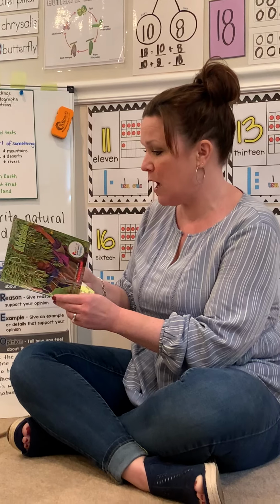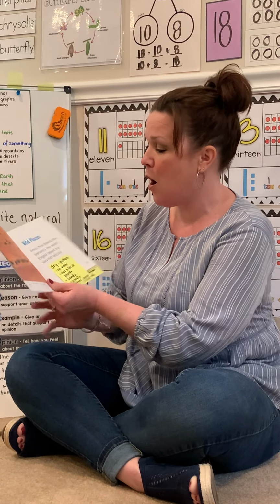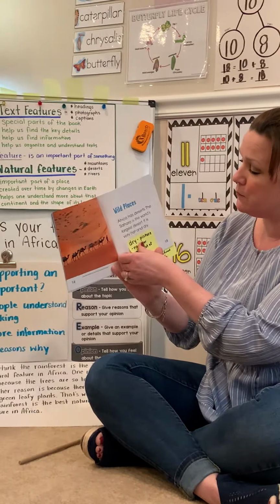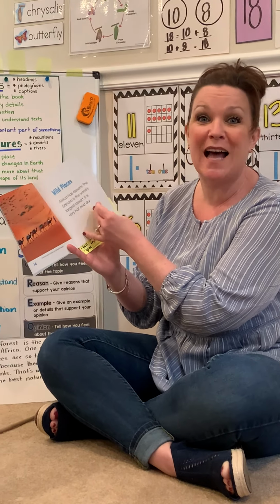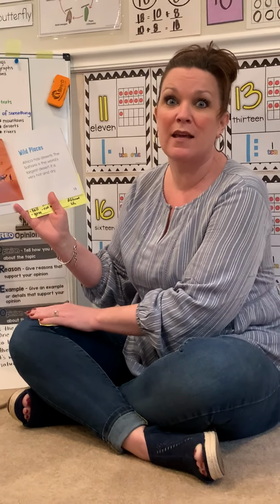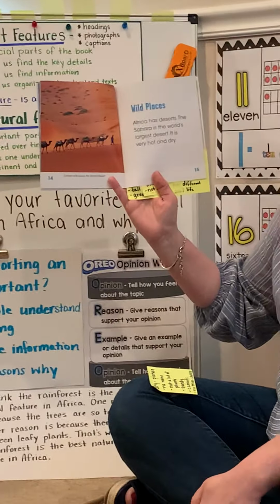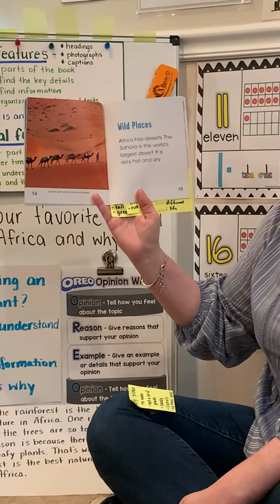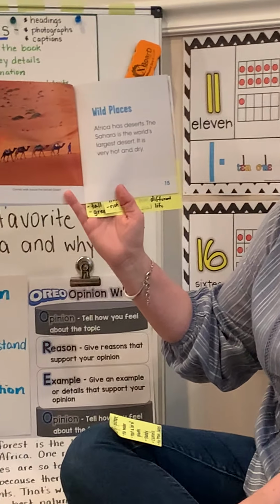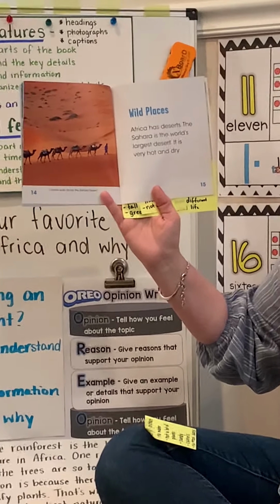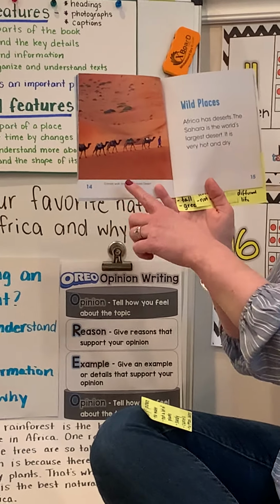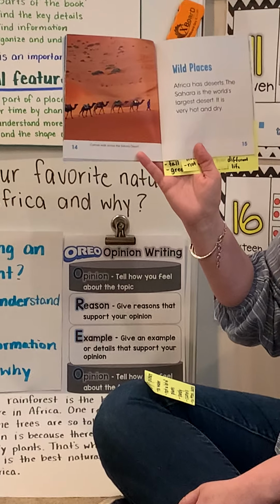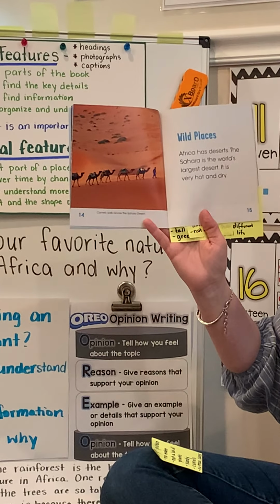So we're going to turn and jump right to the heading, Wild Places. And I have some sticky notes here, and that just helps me to remember exactly what I want to share with you when we're thinking about our content-focused question. So the heading is Wild Places. And I can read the text. It says, Africa has deserts. The Sahara is the world's largest desert. It is very hot and dry. And here the caption on this photograph says, camels walk across the Sahara Desert.